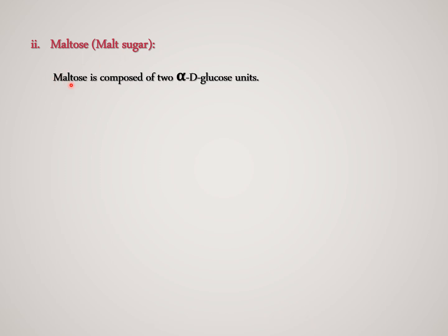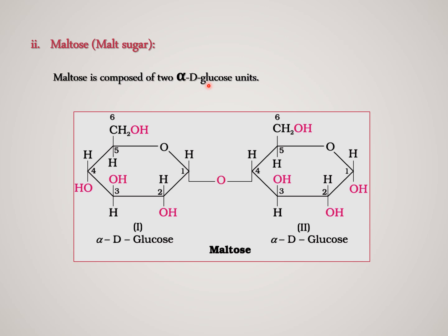Maltose is a homodisaccharide. That is why it is composed of only alpha-D-glucose units. It is therefore made up of simple, similar glucose units linked together through a 1,4 glycosidic linkage. This is the glycosidic linkage. Therefore, maltose is a homodisaccharide. There are two alpha-D-glucose units linked together through a glycosidic linkage.